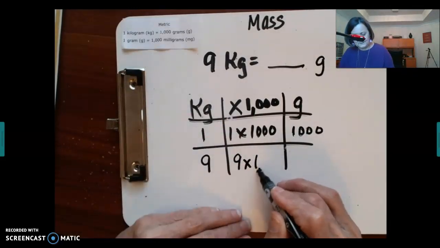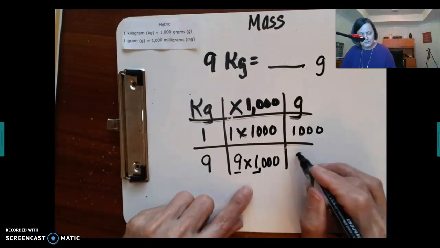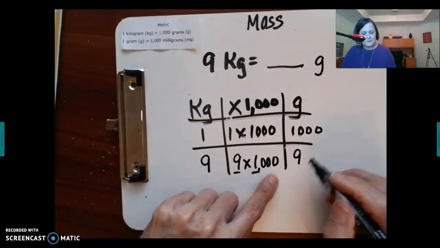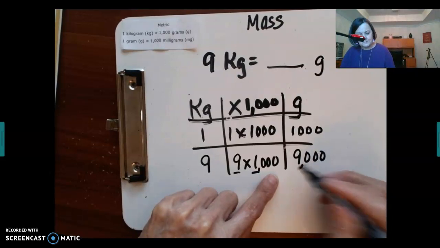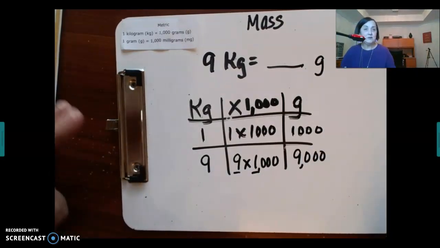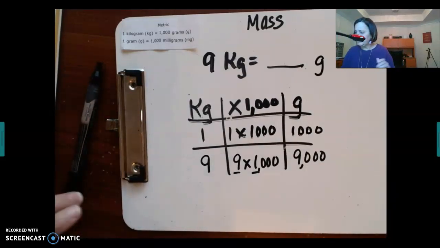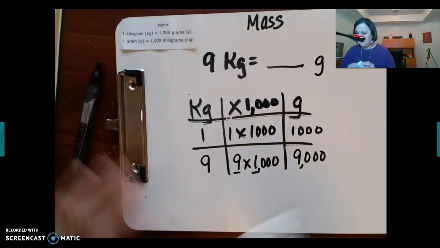Our rule is 1,000. My basic fact is 9 times 1. Shift my 3 zeros. And we know that 9 kilograms is equivalent to 9,000 grams. Good job. All right.